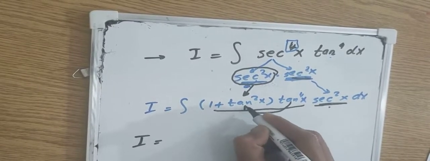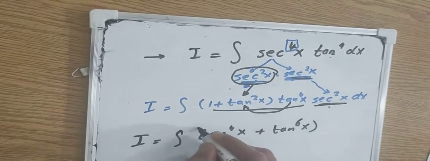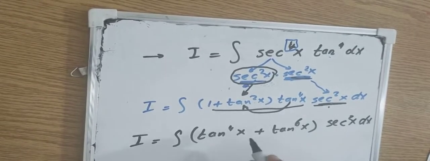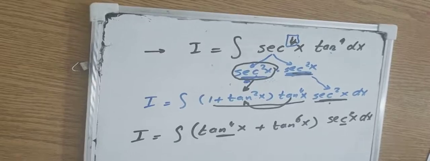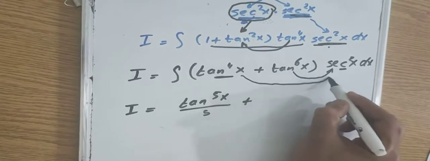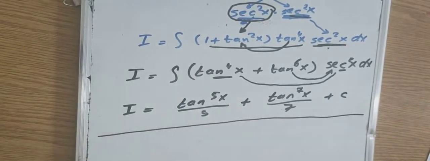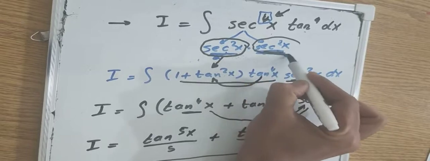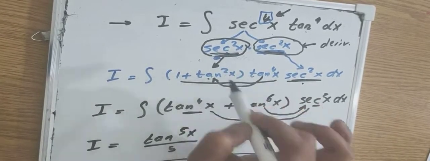So if we expand tan power 4 inside the bracket, we will have tan power 4 plus tan power 6 times sec squared. And of course the first integration term will be tan to the power 4, and the derivative of tan is sec squared. So directly applying the power rule, it will be tan power 5 over 5. And for the second term we have tan power 6 multiplied by sec squared, so it will be tan power 7 over 7 plus c. So the first case here, if the power of sec is even, we can take sec squared to be the derivative, and the remaining even power of sec can be changed to tan.